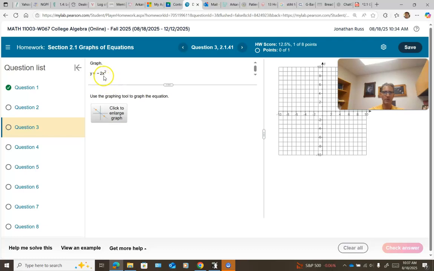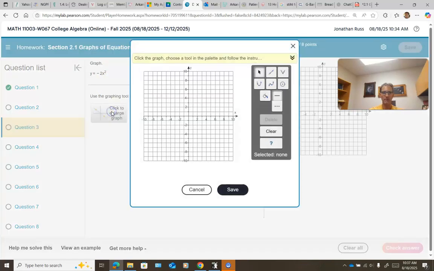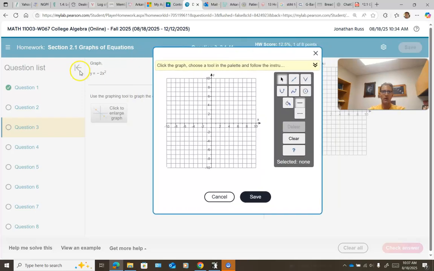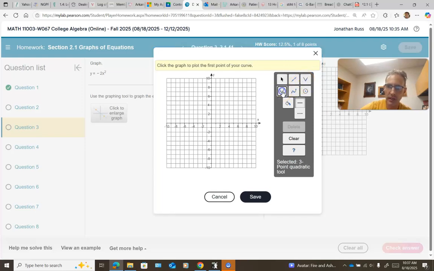Okay, question 3, -2 times x squared. All right, well, because the x is squared, this is a quadratic function. You've got to know the type before you're able to graph these, because you have to click on the correct graphing tool. So right here it says 3-point quadratic tool, so that means it's going to require 3 points. Over here it says 4-point cubic tool, so when you're graphing a cubic function, you're going to need 4 points. You're not going to worry about the circle, but you will also need the absolute value tool. Okay, so I'm going to click on the quadratic tool.